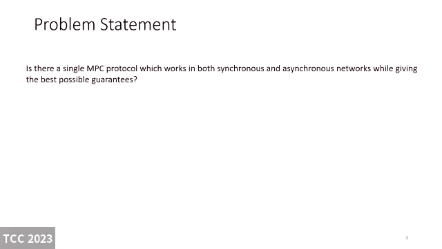And so we look at the question of whether we can design an MPC protocol which works in both synchronous and asynchronous networks while giving the best possible guarantees in both networks. That is, we want to be able to tolerate more corruptions in a synchronous network than in an asynchronous network. And the rationale behind this line of work is that networks may not be purely synchronous or purely asynchronous. At times they can be synchronous, at times asynchronous. And irrespective of the network type, we want to be able to give the best possible security guarantees.